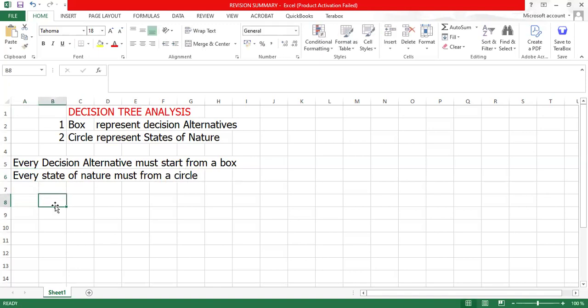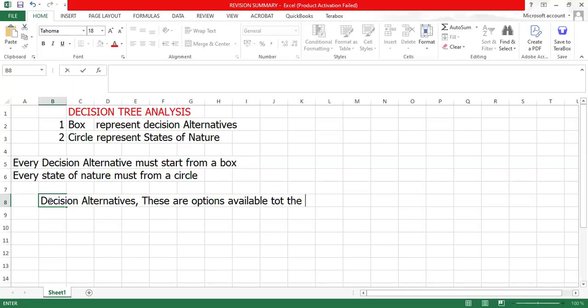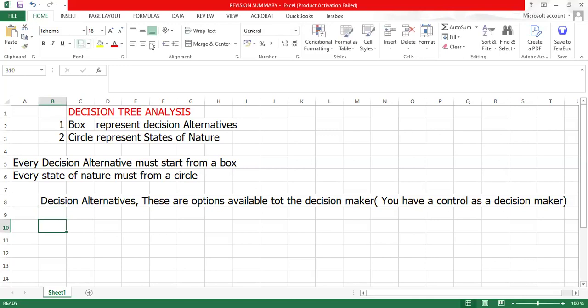What is state of nature? What is decision alternative? I believe by now you know how to differentiate. Decision alternatives, you have control. These are options available to the decision maker. As a decision maker, you can decide to choose any option available, and it means that you have the control.